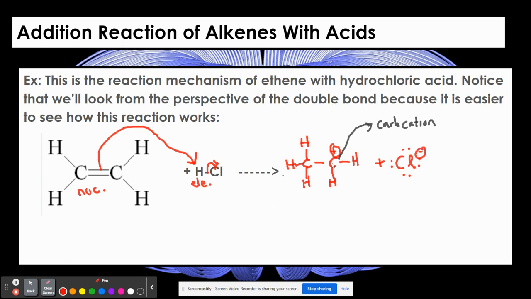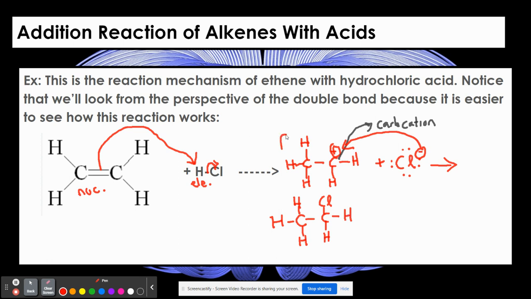So now what's going to happen in this next step is this chlorine is going to attack the carbocation, and you will end up with a chlorinated alkane, in this case, chloroethane. This is an addition reaction because you added a hydrogen and a chlorine to an alkene.